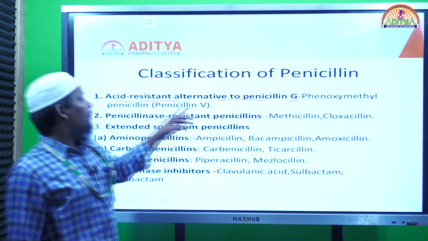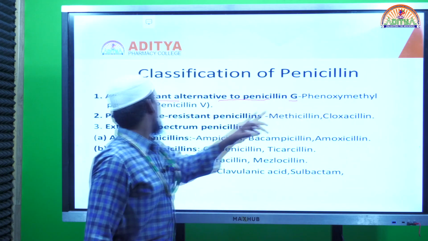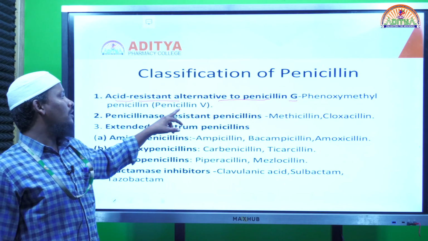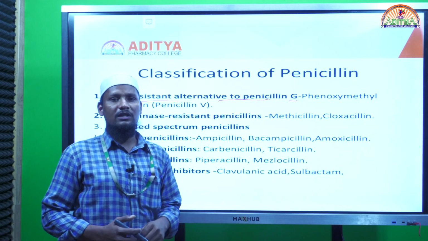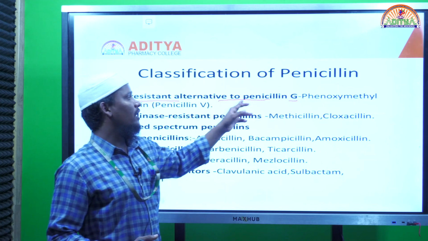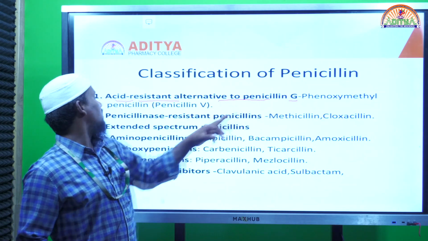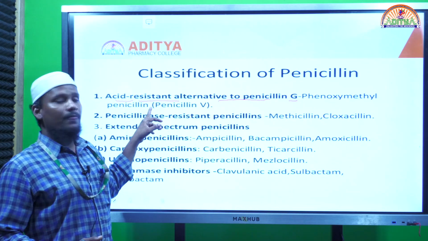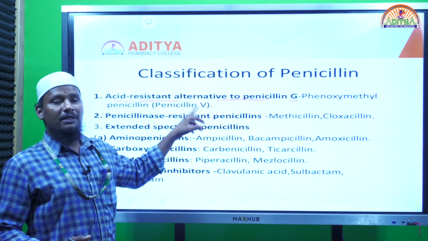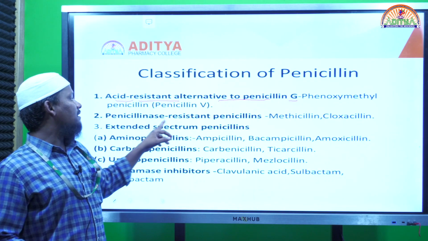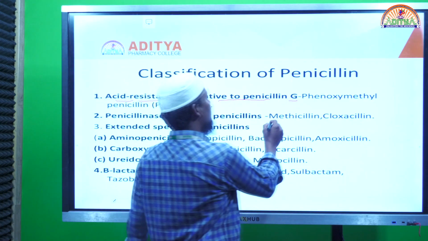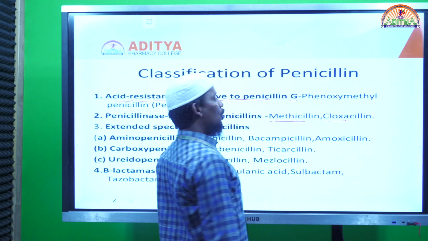That is phenoxymethyl penicillin, which is called penicillin V. So penicillin G is an acid sensitive penicillin. To avoid this, they prepared phenoxymethyl penicillin, called penicillin V, that is acid resistant. So the next one is penicillinase resistant penicillins, that is methicillin and cloxacillin.